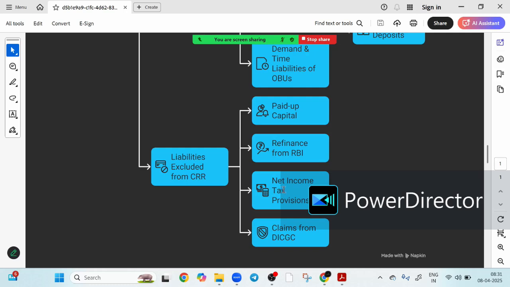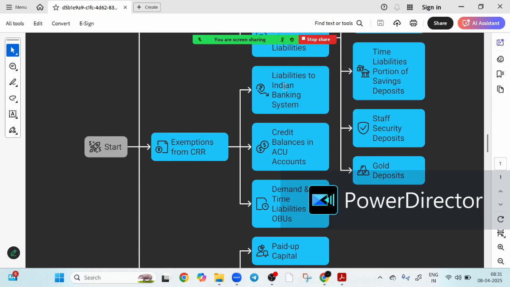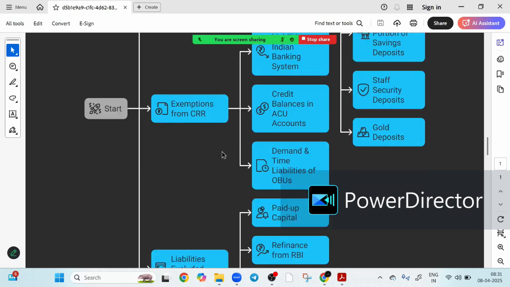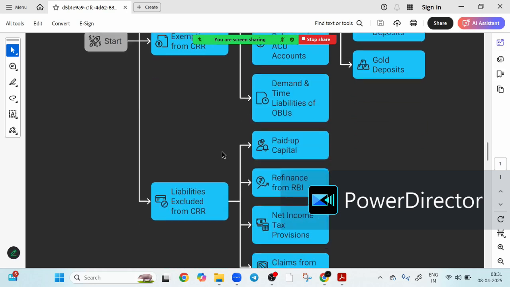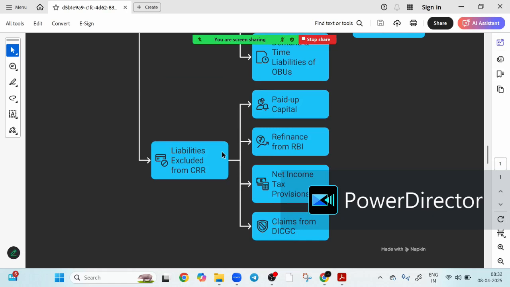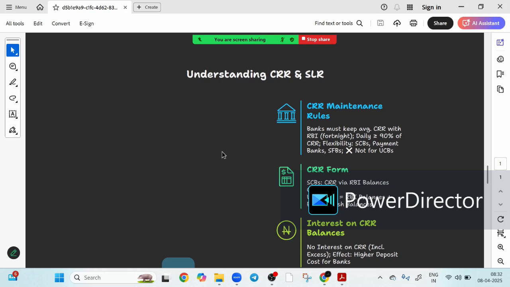These exclusions make sure that the reserve requirement does not put too much pressure on a specific or temporary fund. And furthermore, liability to IBU, Indian banking system, credit balance in ACU account, and demand and time liability of OBU. These are exemptions from CRR. No CRR is taken from them. So remember, these are the liabilities excluded and these are the exemptions from CRR: paid up capital, refinance from RBI, net income tax provision, claim from DICGC, etc. Now, let's understand this as SLR and CRR. So the next time you hear RBI increasing CRR, you will know it is not just a flat rate applied on deposits, but a carefully calculated balance.